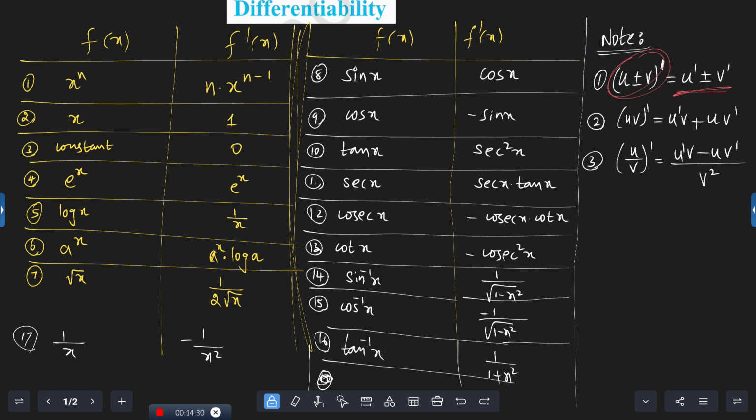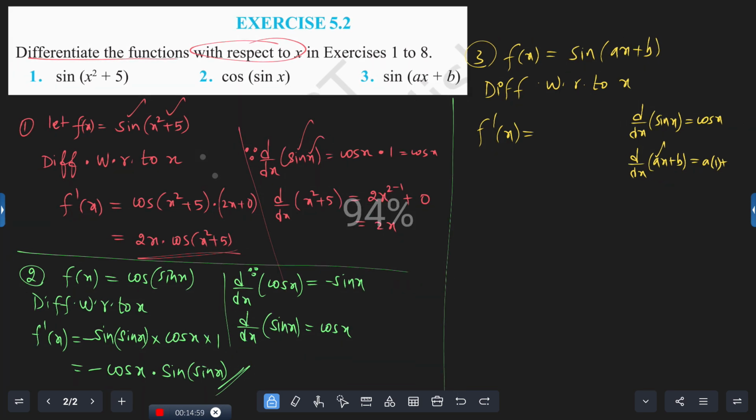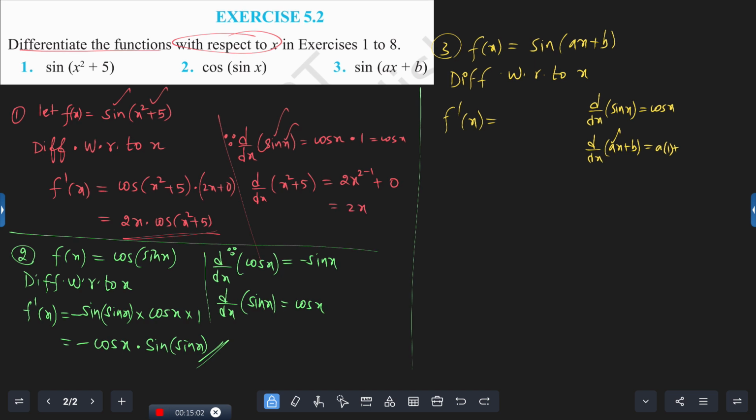Suppose a constant is multiplying with the variable, then nothing will happen. It will be coming as it is when it is multiplied with the variable. So the a is multiplying with a variable, so nothing will happen for the a. The a will be as it is. Now what is the derivative of x? 1. Plus, b is constant, so what is the derivative of b? 0. So that 0 I will be giving.